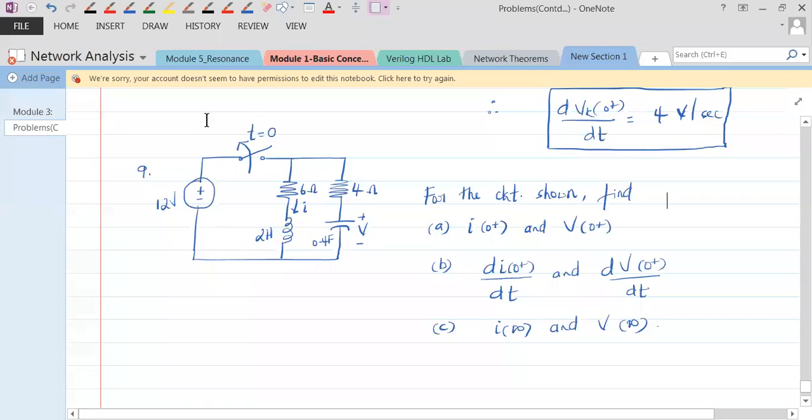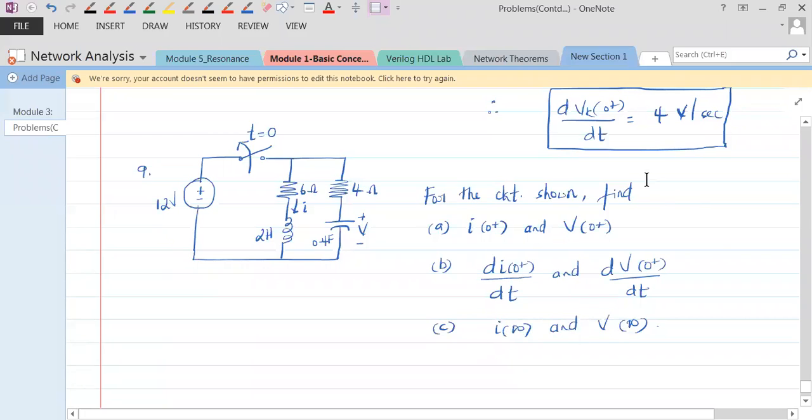Understand? So under this condition, they are asking us to find I of 0 plus and V of 0 plus. What is I? I is the current flowing through the inductor. V is the voltage dropping across the capacitor. Always in transient analysis, we look at the current through the inductor and the voltage across the capacitor. They have asked us to find I and V at t equal to 0 plus, and also the first order differentials of I and V with respect to t. And for a change, they also ask for I of infinity and V of infinity. We'll be talking about this.